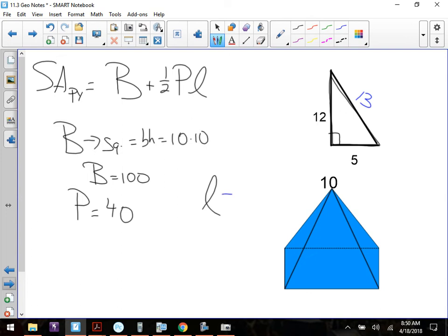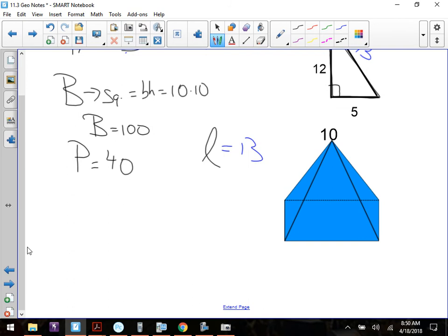So that's 13. Now you've got your big B, your perimeter, and your slant height. Now you just put it all together: 100 plus half of 40 times 13. Very good, 360 something squared. Remember to throw our units in because it's surface area. That's why we break it apart into each individual piece, so you know what parts go where. When you substitute in, you know what numbers go where. That's why we set it up.